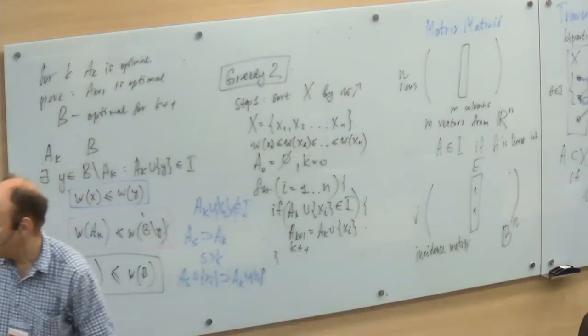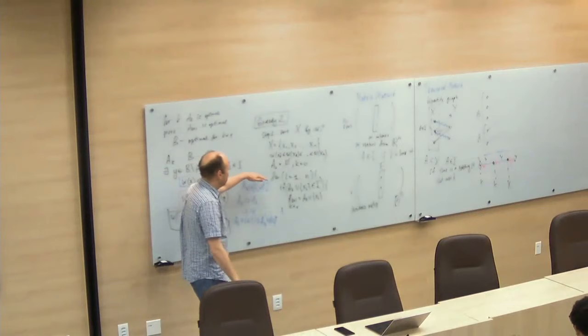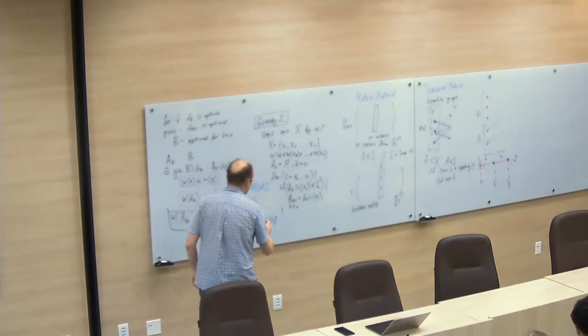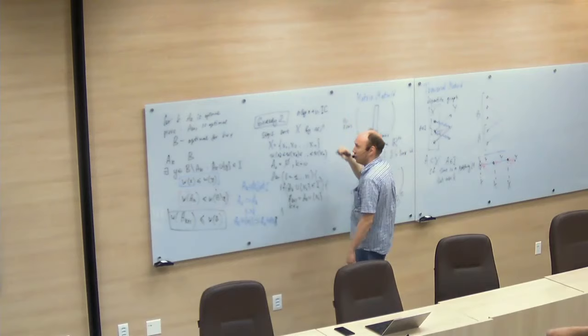So when we are looking for a minimum here, we can try only new ones. And of course, it's reasonable to try them in increasing order of their weight. So that's exactly what we do in our greedy 2 algorithm. And so the time complexity of this algorithm is n log n for sorting plus n times the independence check.